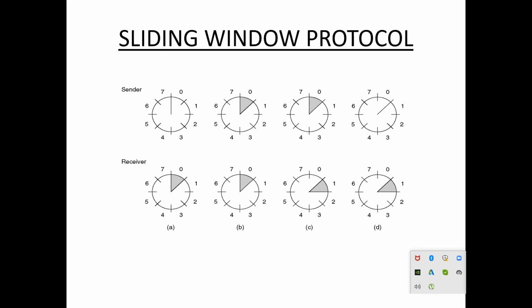Here, this one is the 1-bit sliding window protocol. It is used for delivery of data frames. In 1-bit sliding window protocol, the window size is only 1 bit. The sender window size is 1 and the receiver window size is 1. The sender has a sending window and the receiver has a receiving window. So both window sizes are 1, and that's why it is called 1-bit sliding window protocol.